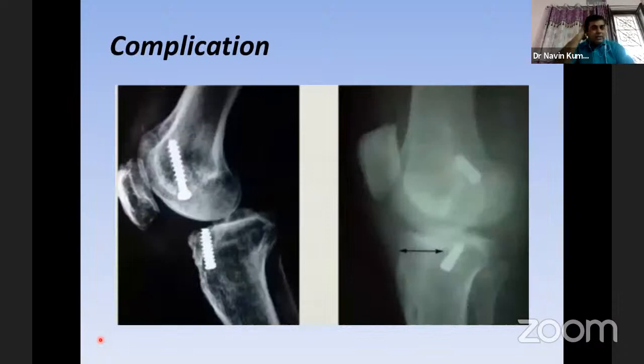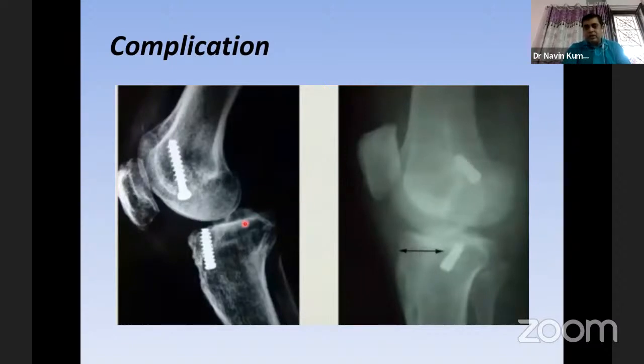Now again, the complication: whatever way you have tried to do it, you cannot avoid it if you are not very careful. This is the problem going to happen: the tunnel is placed anteriorly. When the tunnel is placed anteriorly, then when you are extending, your graft is going to impinge over the intercondylar notch. So there is a loss of extension, and in flexion there is a lax ACL. So the patient keeps on walking or doing his activity, and all the time in extension there is encroachment over the intercondylar notch, and it causes weakening of the ACL and failure of the graft.